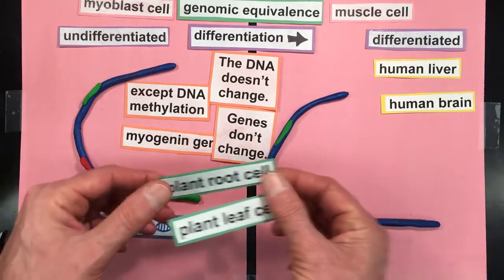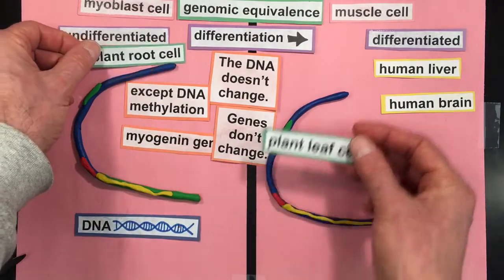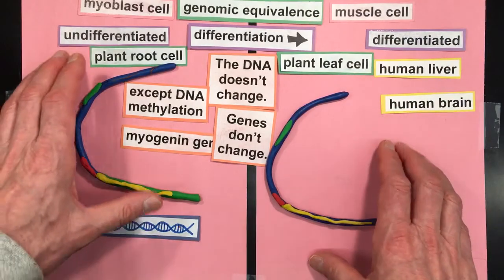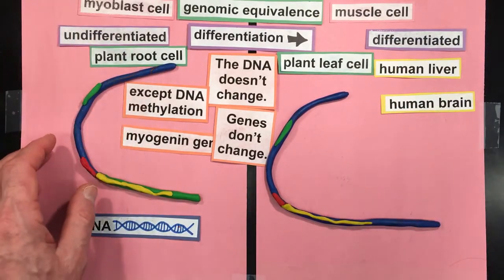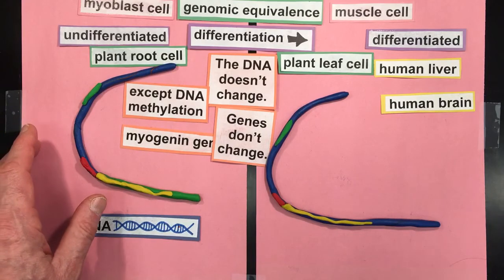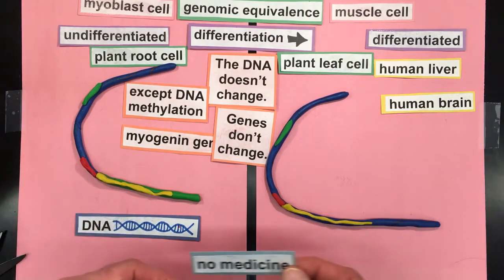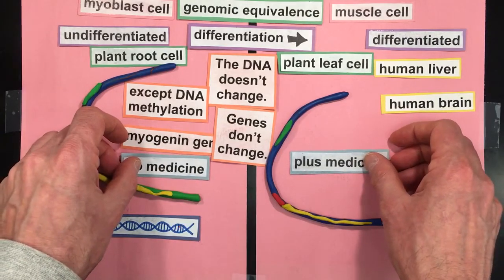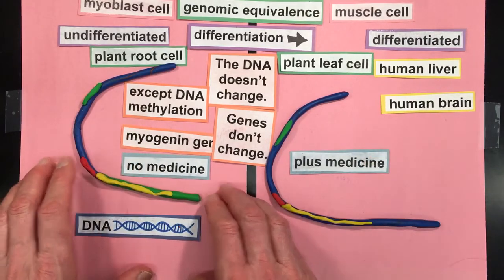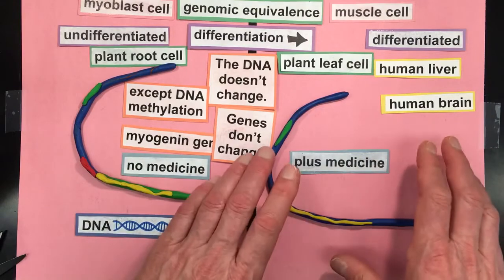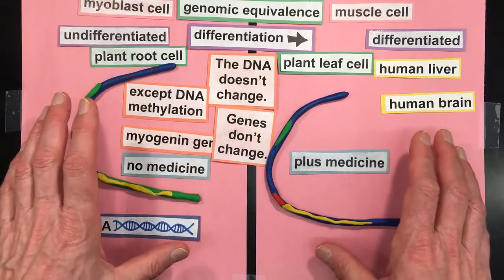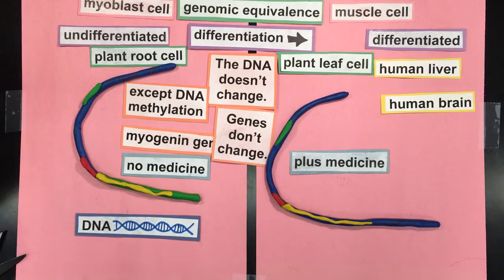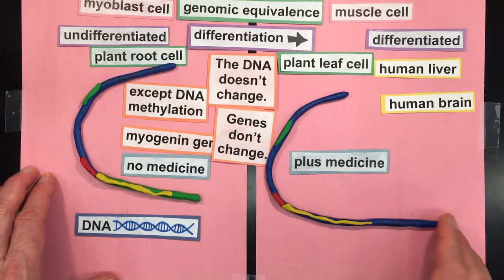So when we look at plants, the plant root cell and the plant leaf cell have genomic equivalence. The plant root cell has all the genes to make a leaf, it's just not using all that information. That's true in other examples as well. So for example, in cells treated with medicine, the cells with no medicine and the cells with medicine have the same DNA sequence. It doesn't change. Even though medicine can have dramatic effects on a cell, the DNA information doesn't change.